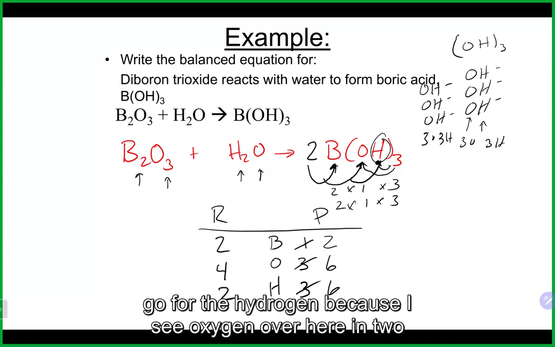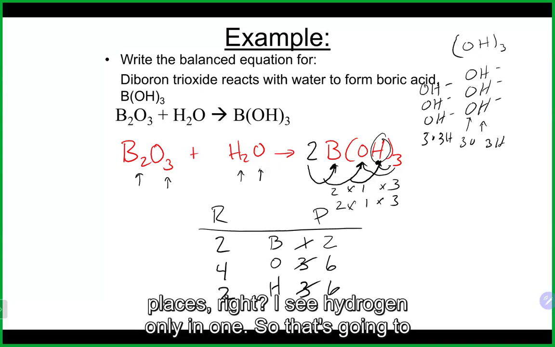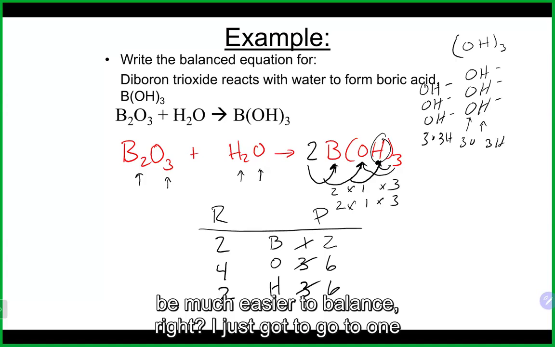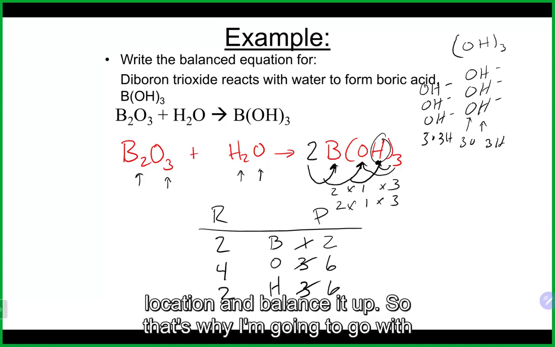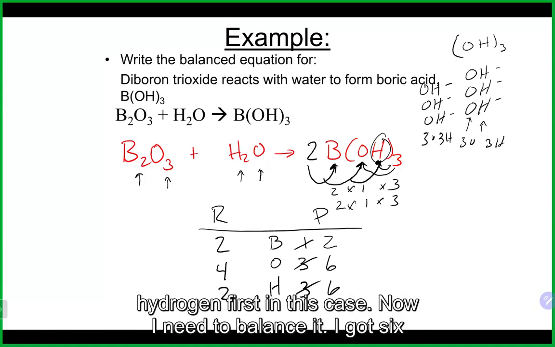I'm going to go for the hydrogen because I see oxygen over here in 2 places, right? I see hydrogen only in 1. So that's going to be much easier to balance, right? I just got to go to 1 location and balance it up. So that's why I'm going to go with hydrogen first in this case.